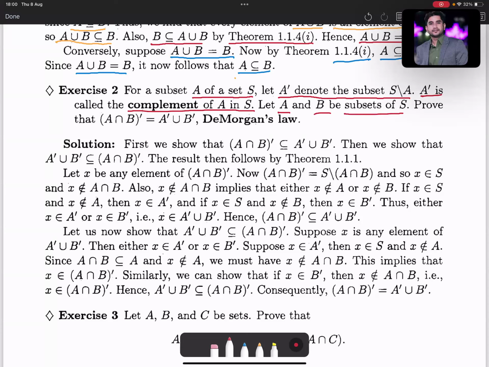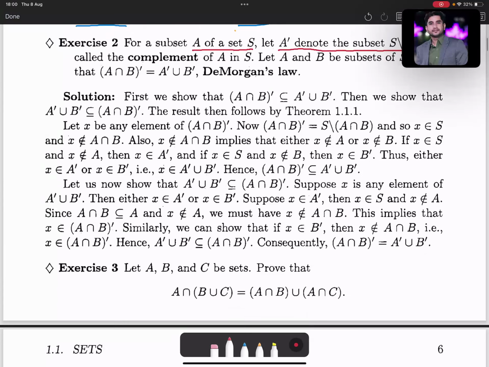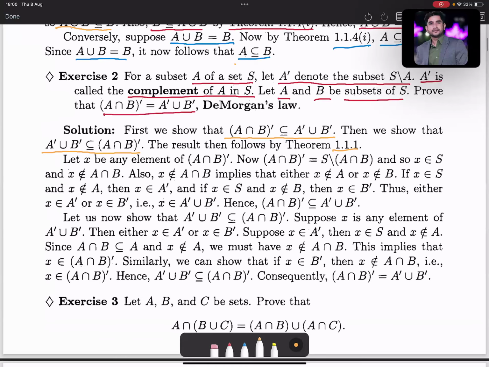Prove the De Morgan's law. What we need to do: first we show that (A intersection B) whole complement is contained in A complement union B complement. Then we will show that A complement union B complement is contained in (A intersection B) whole complement. The result follows by Theorem 1.1.1.